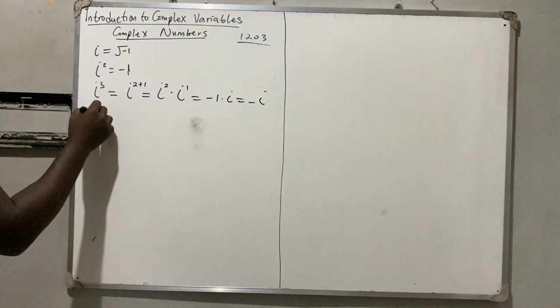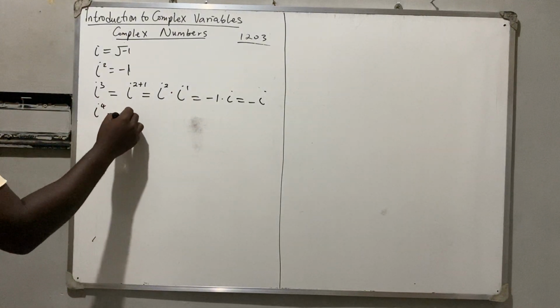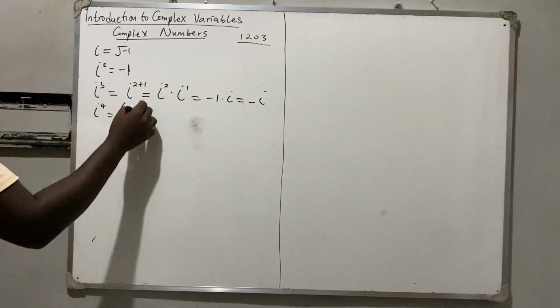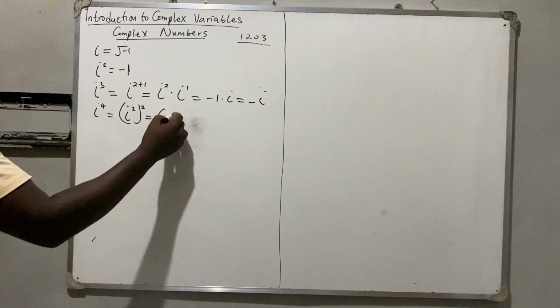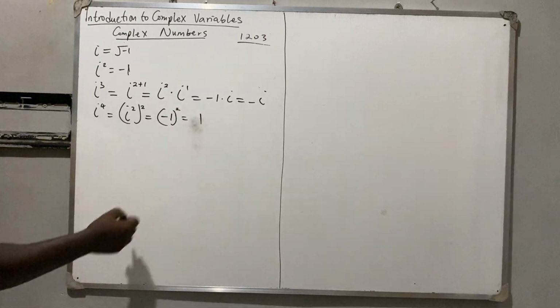So what about i raised to power 4? i raised to power 4 is something like saying i raised to power 2 multiplied by another 2, which will give you, I know that i raised to power 2 will give us minus 1, then all squared, which will give you what? 1. Okay?